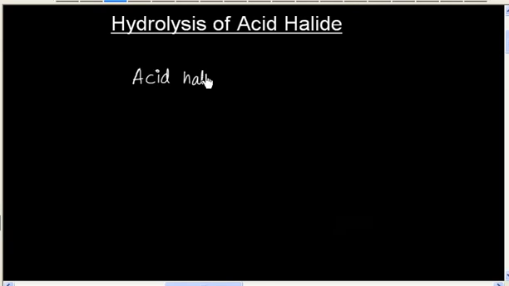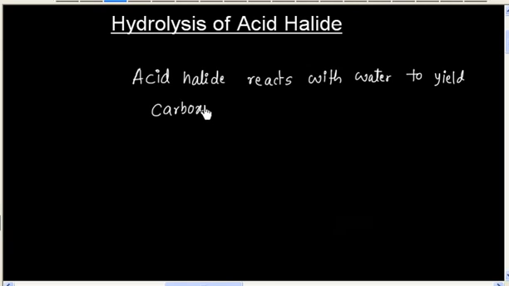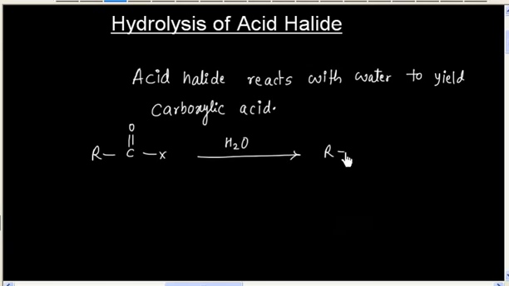Acid halide reacts with water to yield carboxylic acid. So if I have acid halide and this is treated with water, we will have a carboxylic acid.